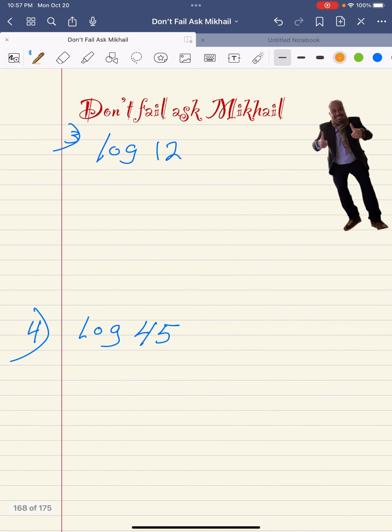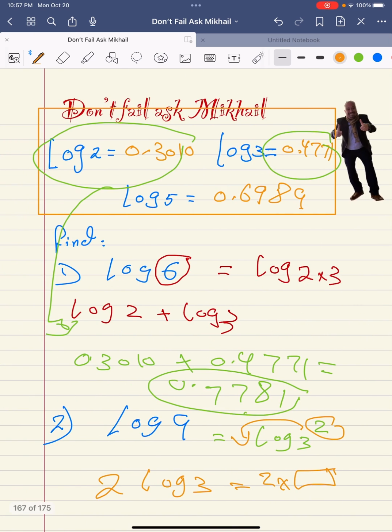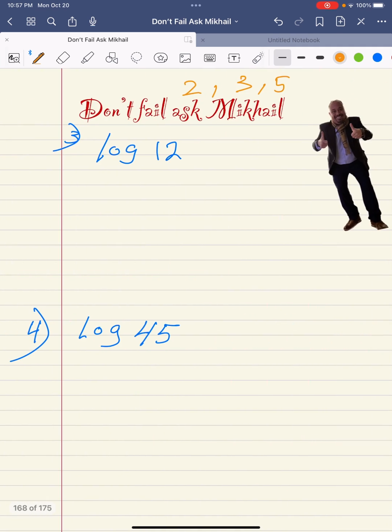Another example, log 12. Now, remember you always have 3 numbers only, 2, 3, and 5, because you only know the value of these numbers 2, 3, and 5. So how can you use 2, 3? You didn't have to use them all. You can use just 2 numbers, but you're allowed to use these 3 numbers to make the 12.